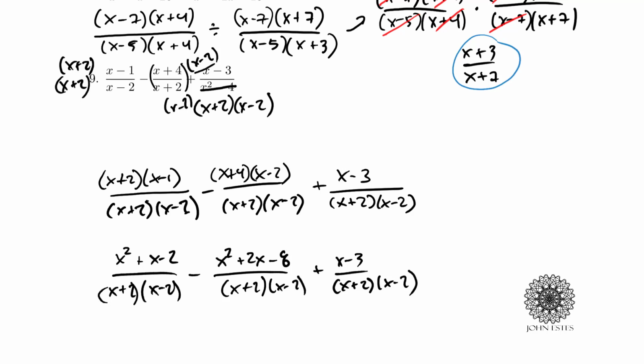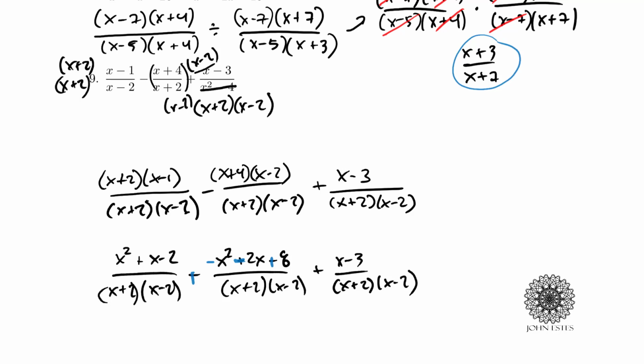And then lastly, I didn't have to FOIL anything. Now another thing I recommend is to go ahead and distribute my negative here. So I'm going to make this a positive and flip the signs of everything up here. That way I just don't forget. And now finally I can add everything together.